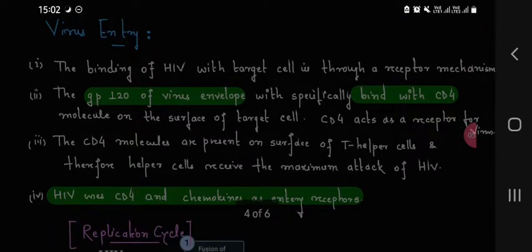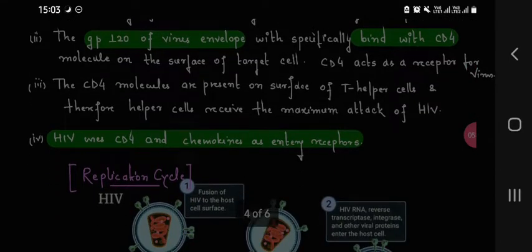Virus entry. The binding of HIV with the target cell is through a receptor mechanism. The GP120 of the virus envelope specifically binds with CD4 molecules on the surface of the target cell. CD4 acts as a receptor for the virus. The CD4 molecules are present on the surface of T helper cells, and therefore helper cells receive the maximum attack of HIV. HIV, CD4 and chemokines as co-receptors.